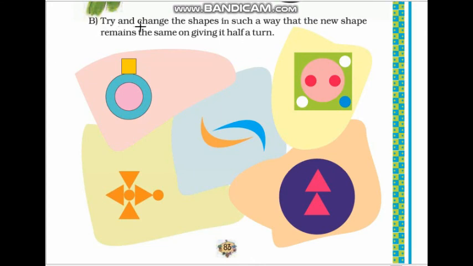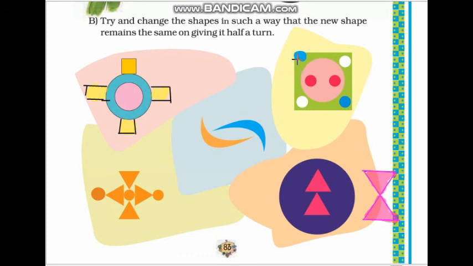Now question B, try and change the shape in such a way that the new shape remains the same on giving it half a turn. So we have to make some changes in this shape. So here 3 blades I have drawn and colored yellow. So if I give half a turn, it will look the same, means it will remain the same on giving it half a turn. Here I have drawn this blue circle to make it remain the same on giving it half a turn.